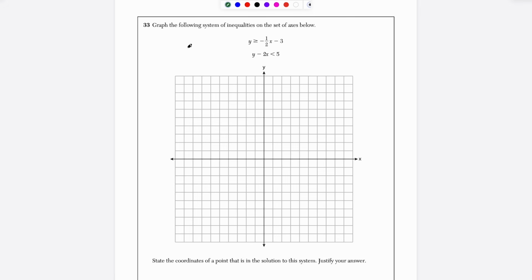Question 33, we're going to graph the following system of inequalities on the set of axes below, and then we're going to state the coordinates of a point that is in the solution to the system, and we have to justify our answer.